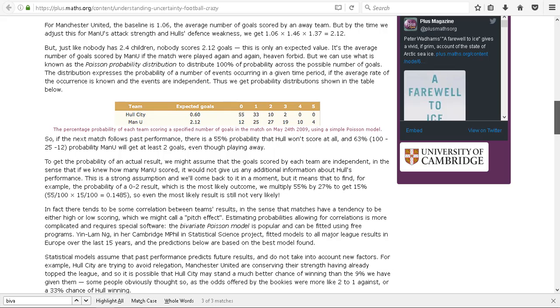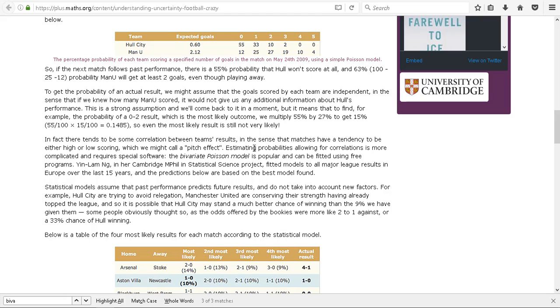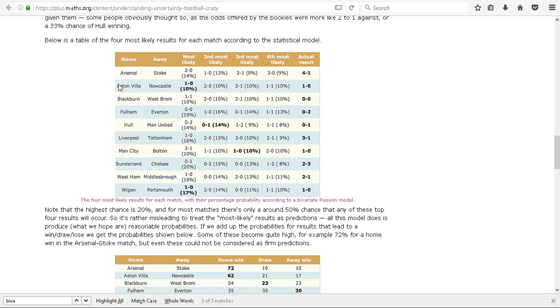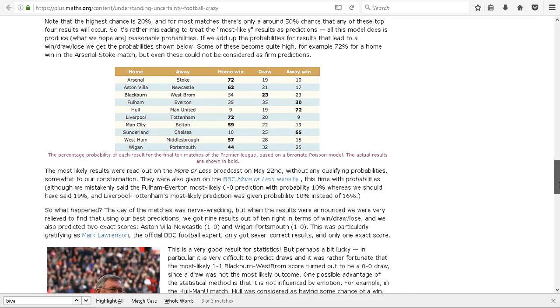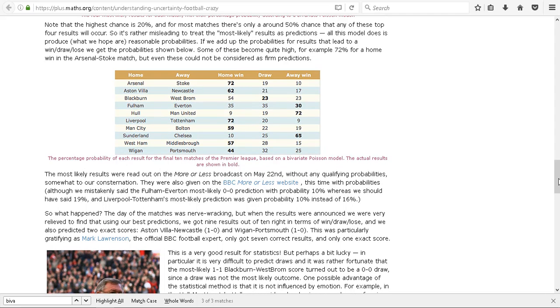This actually is more advanced because it does mention the bivariate Poisson model is popular and can be fitted using free programs. The bivariate Poisson model is, from what I know, the best one. I mean, it's better than Poisson anyway, but I haven't actually implemented it yet myself, so I'll get there later in the year probably. What's encouraging is, they were given a challenge and they had to predict the last 10 games, and they actually predicted better than the local football pundit. So that's encouraging, because that suggests that this kind of mathematical modeling does do well.